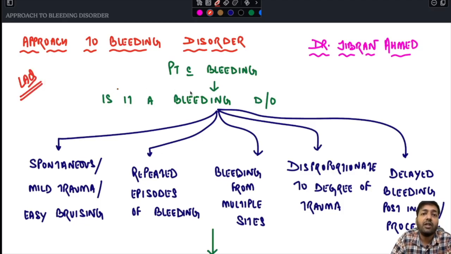Okay, the second important question which can come related to this topic is: how do you differentiate between bleeding because of platelet vascular disorder versus bleeding because of a coagulation disorder? That is another long answer question which is asked.